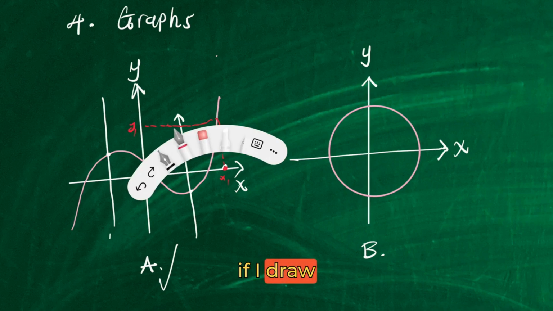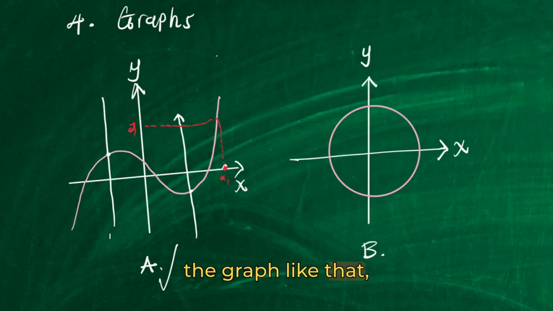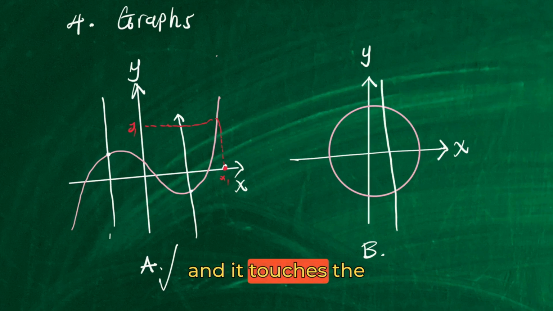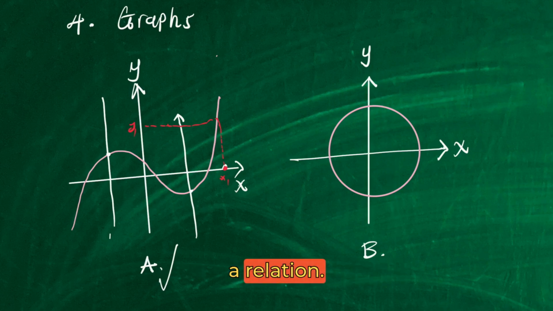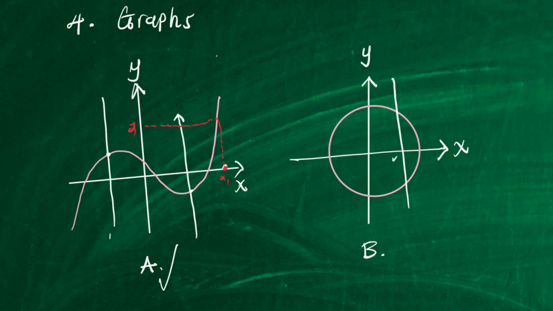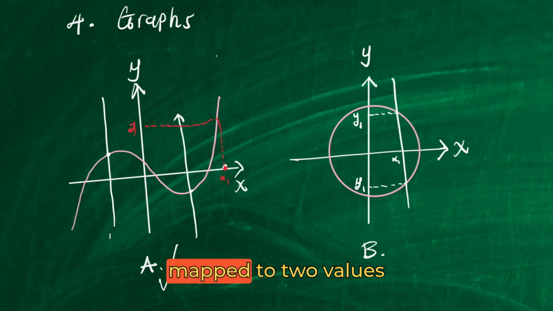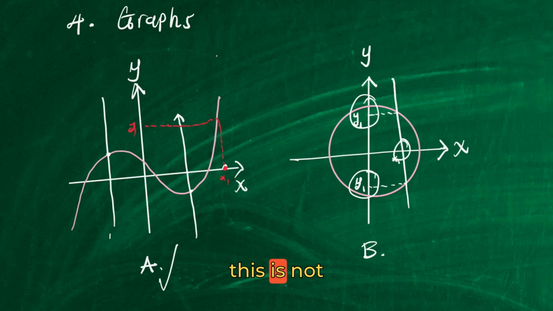However, if I draw a line through the graph like that, and it touches the graph at two different points, it means that graph does not represent a function. It is just a relation. For example, here I put x1, and this will be my y1, and this will be y2 on top. So in this case, x1, which is right here, is mapped to two values of y, this and that. And so this is not a function.